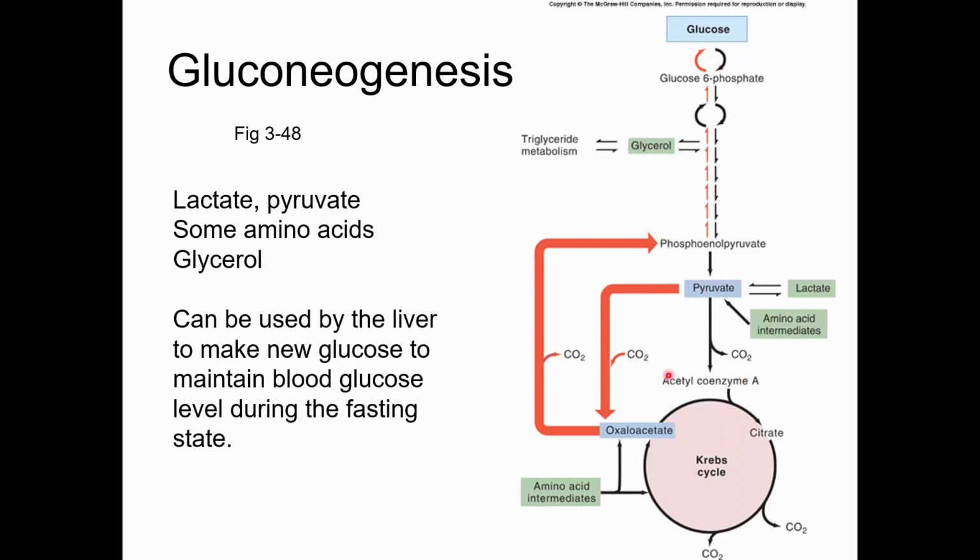But looky here, here's acetyl-CoA. This arrow doesn't go back this way. This is only one way. So once we're acetyl coenzyme A, we can certainly burn this in the Krebs cycle. We can turn this into fat, but this is never going to be turned into glucose.